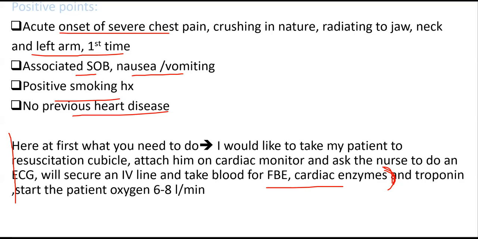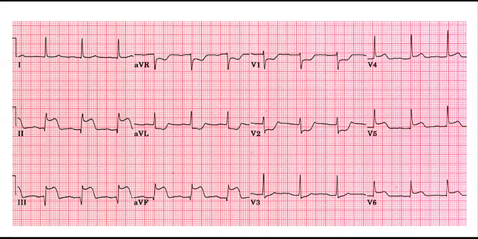Okay, so that's your first thing that you do. And obviously your history will be focusing on the chest pain questions, associated questions. You can ask a few of the differential diagnosis questions, just a little bit. And then you will be focusing on SADMA mainly.